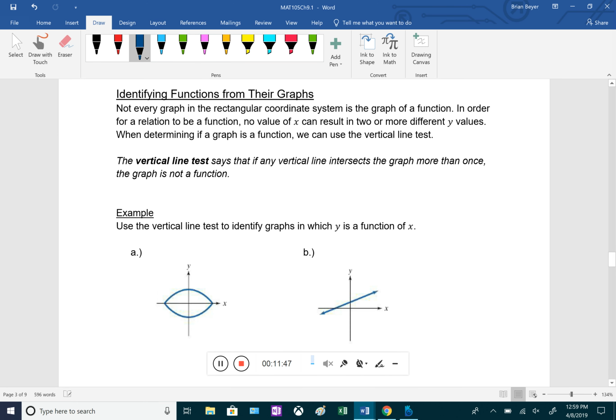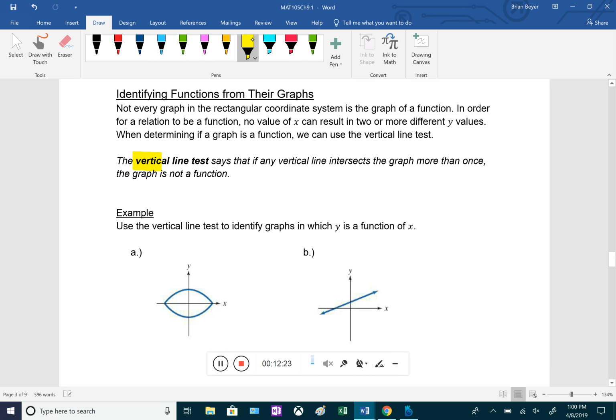For the next thing, we're going to identify functions from their graphs instead of from their equations. Not every graph we see is going to represent a function. We already know that each x value can only correspond to one y value. So what that means is we can use what's called the vertical line test, because if one x value corresponded to more than one y value, if we plotted them on a graph, they would be on top of each other.